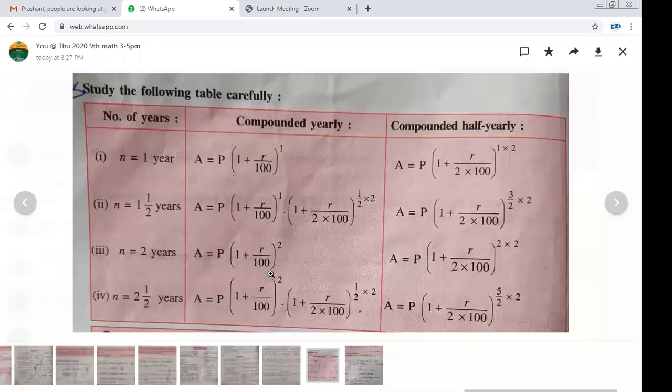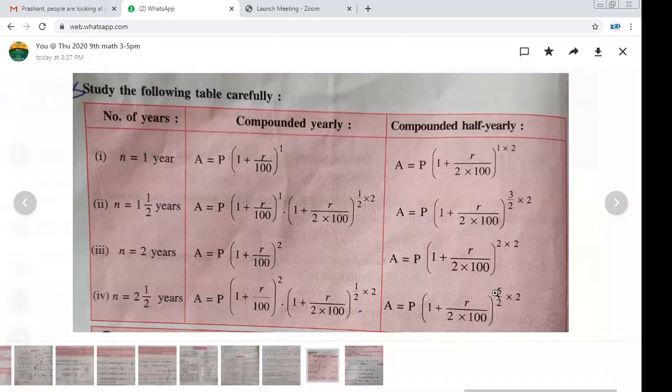Calculate compound interest annually. Amount is equal to P open the bracket 1 plus R upon 100 raised to the power 2. Students, see, for the time period of 2 years we use this over here, and for this half year we use this separately: 1 plus R upon 200 raised to the power half into 2. Did you understand, guys? I hope you understood till here. And when it is half yearly, it is pretty simple. Amount is equal to P open the bracket 1 plus R upon 200 raised to the power 5 by 2 into 2. So the 2 and 2 will get cancelled, and the power would be 5.